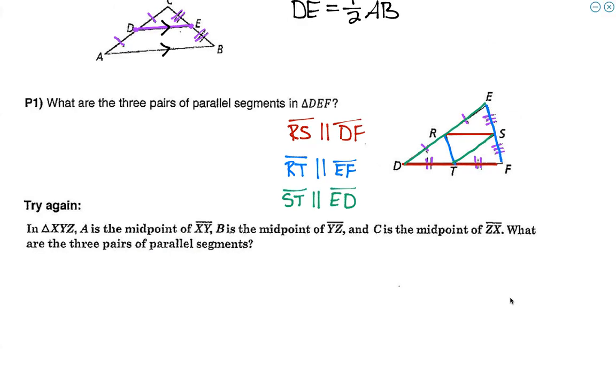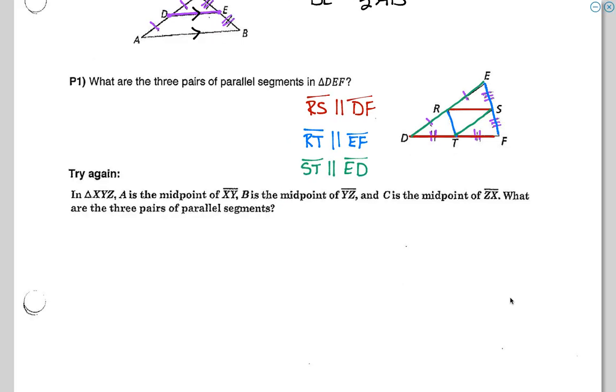And let's not forget about that 1/2 property that goes along with that theorem. So it's not asking us that here, it's talking about parallel, but RS would be half of DF, RT would be half of EF, ST would be half of ED. So go ahead and pause it, try the next one.